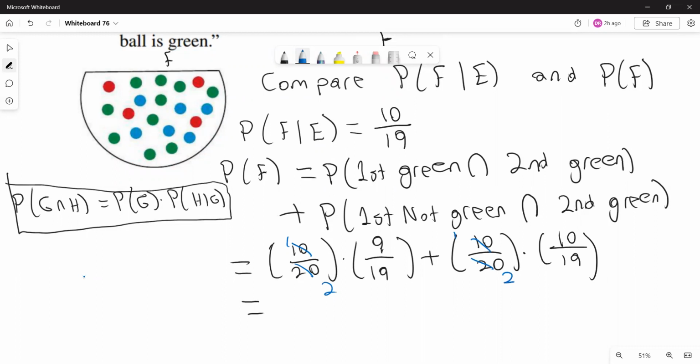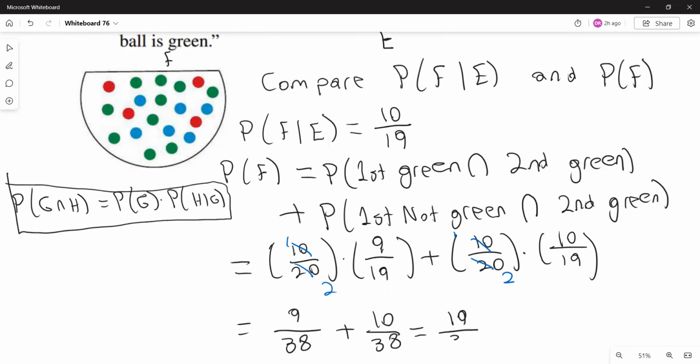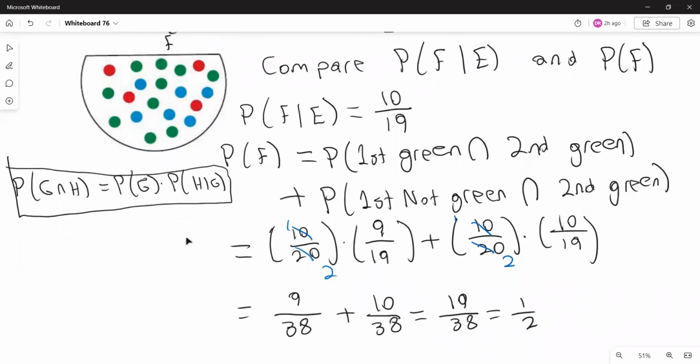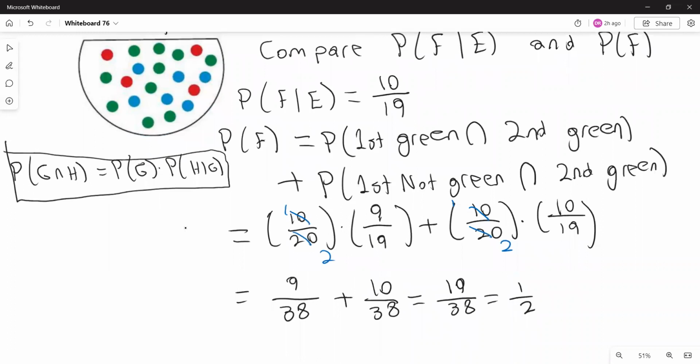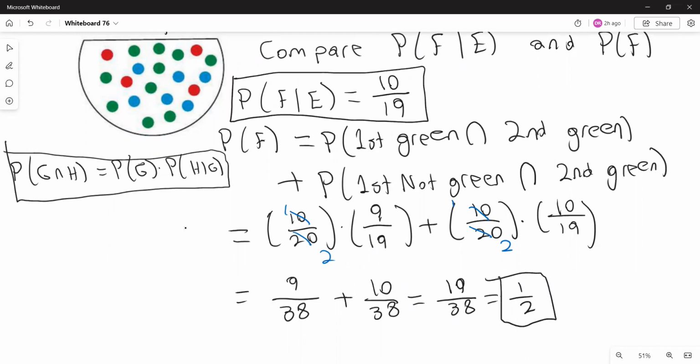For now, I'm going to keep the same denominators. So that's 9/38 plus 10/38. 2 times 19 is 38, so that's 19/38, or 1/2. So finally, let's compare the probabilities. This was the probability of F given E, and that was the probability of F. You can see clearly that the probability of F given E does not equal the probability of F.